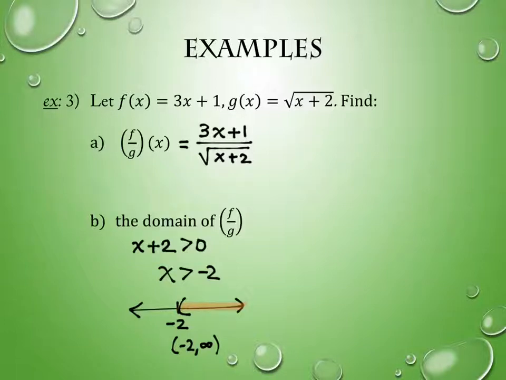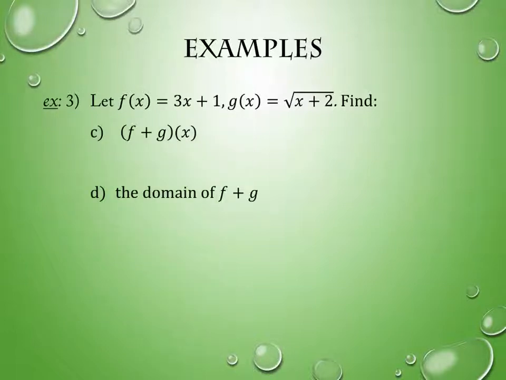Now I'd like to stick with the same equations for f and g, but we're going to do something else with them next. Instead of finding the division, f divided by g, we're going to find the summation. So, summation means I do what? What's it asking me to do on this? Just add them together, right? So I have 3x plus 1 plus square root of x plus 2. That's the function.